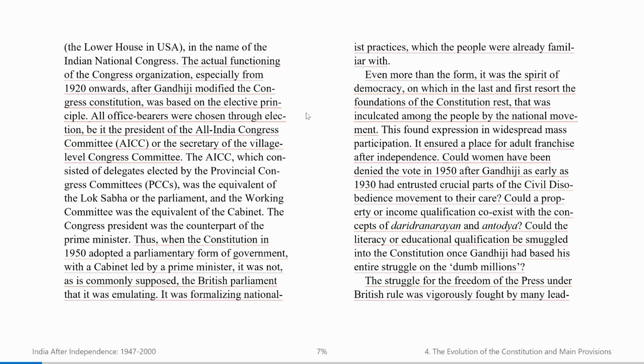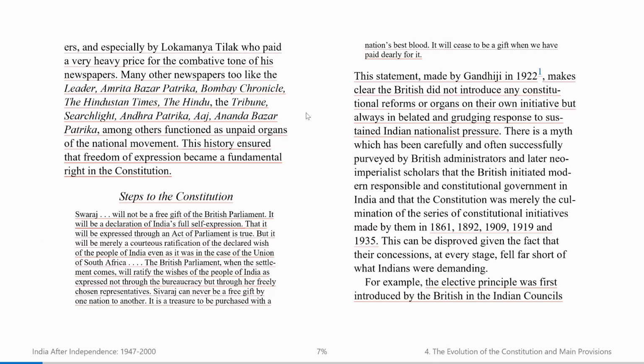Especially in the case of the Panchayati Raj. Then the next question comes on the freedom of press. Now, the struggle of freedom of press under British rule was vigorously fought by many leaders. Who are those? Lokmanya Tilak was the most famous one of them. He was sent to Mandalay for years just because of that.